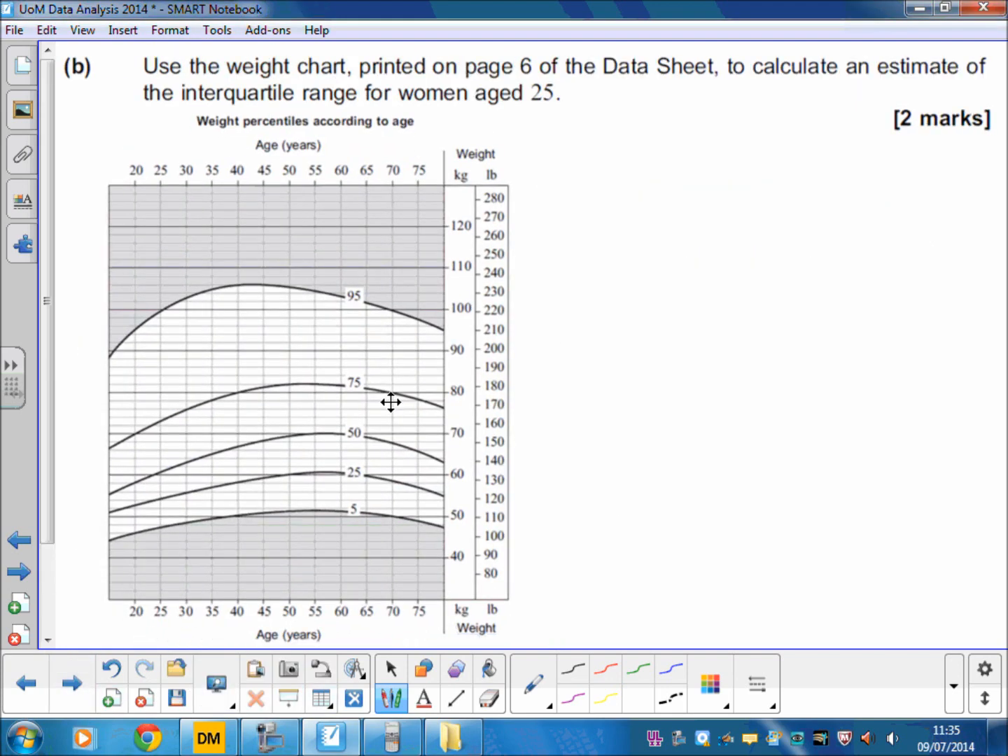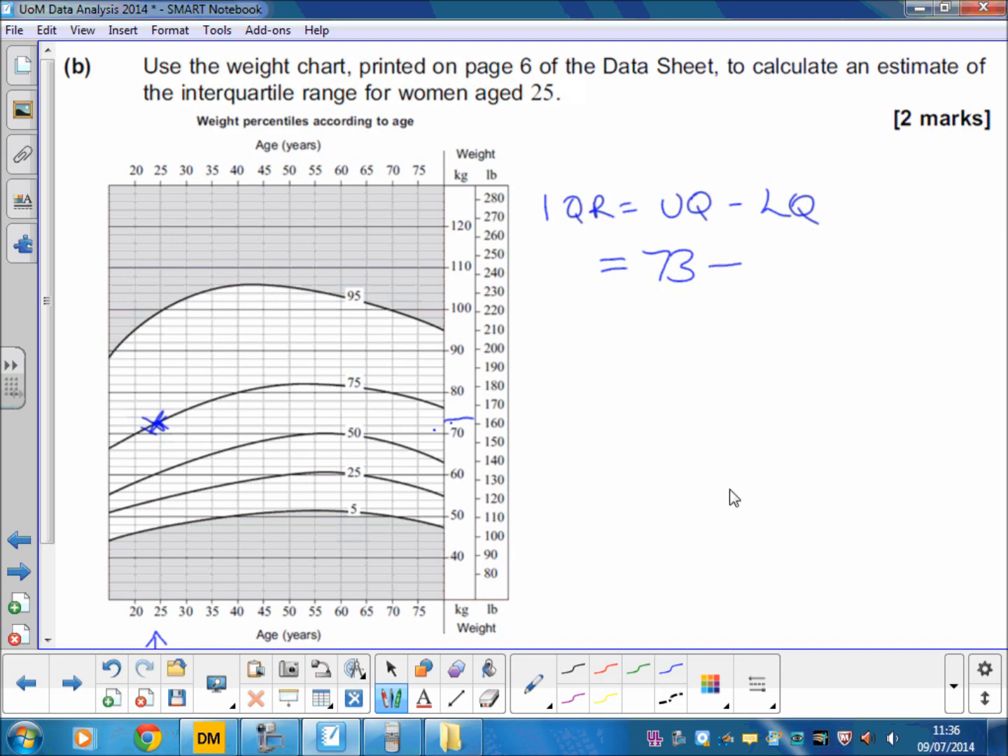Right, so on the weight chart now, we want to get an estimate for the interquartile range for women aged 25. So look up women aged 25. Now the interquartile range is the upper quartile minus the lower quartile. The upper quartile is 75% of the way through and the lower quartile is 25% of the way through. So looking up the 25 line, we're going to look on the upper quartile along the 75. Going across to the side, reading the scale, that's going to be 73 kilograms.